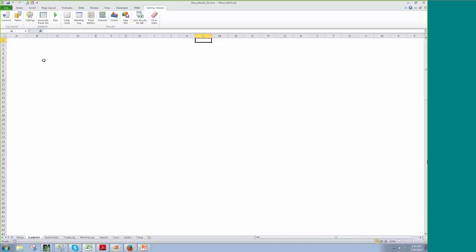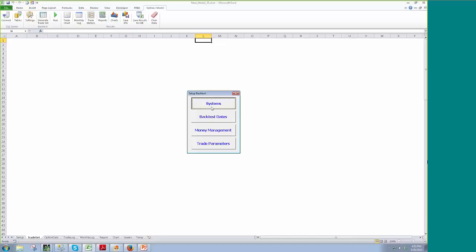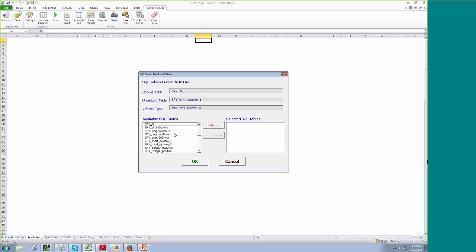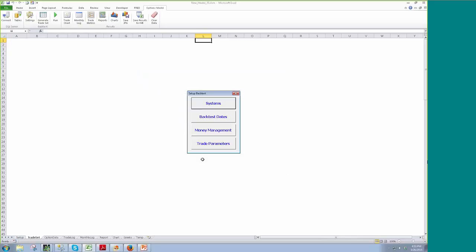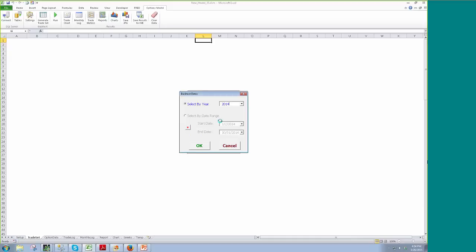So the systems that I'm going to show today are... I've developed several systems, and the one that I'm going to show today is a long system for the SPY, but it also has a corresponding long system for the VIX. And I've used some different indicators. Really, they're more trend indicators and some oscillators on each to be able to determine optimal entry points.